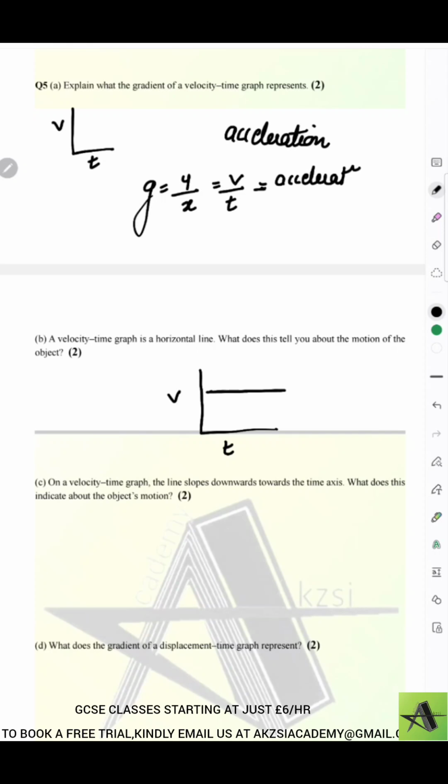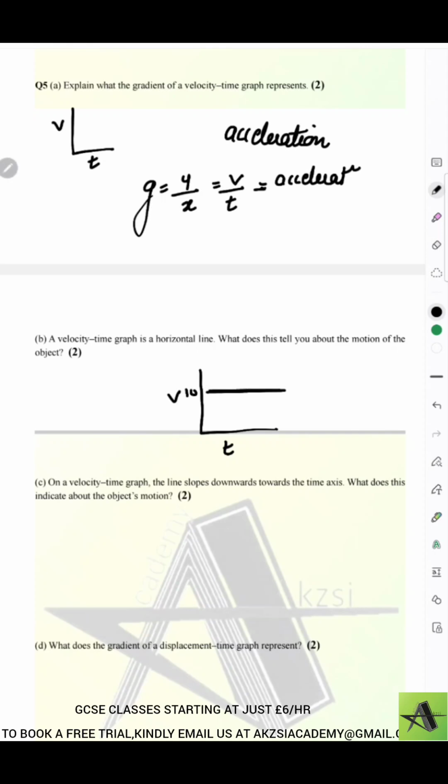If it's parallel to the x-axis, that means clearly the tangent is what? That's 0. I mean the gradient. So the gradient of this straight line is 0, and if the gradient is 0, that means it's not accelerating, it's moving with constant velocity. And just by looking at the graph, you can clearly see that velocity is constant throughout.